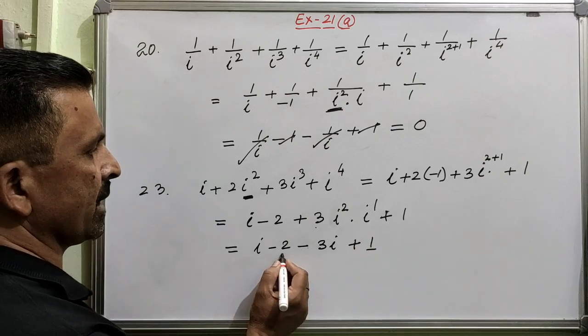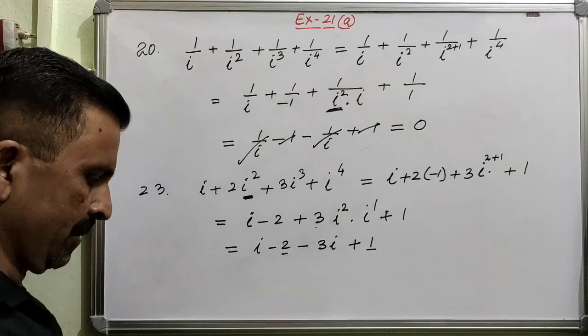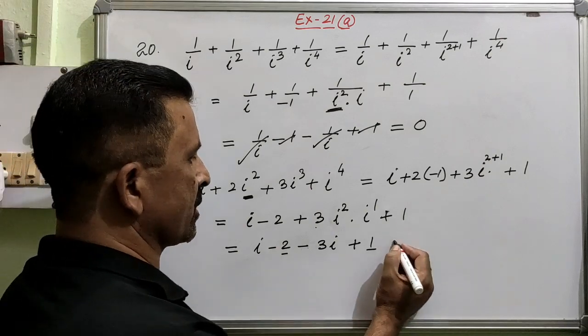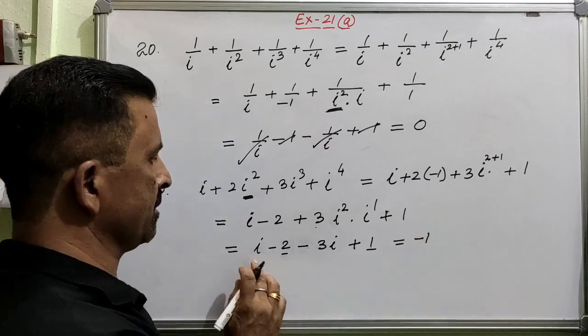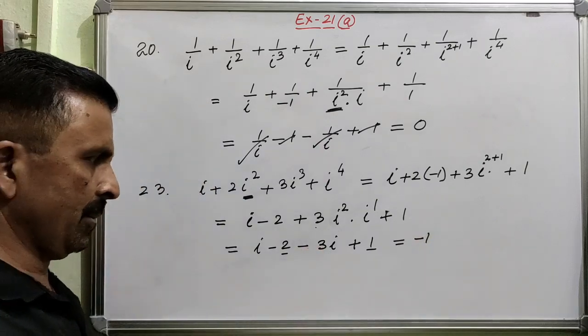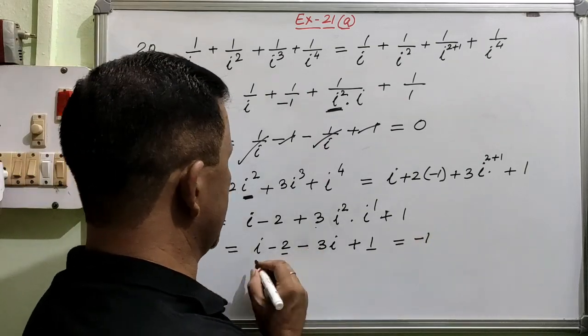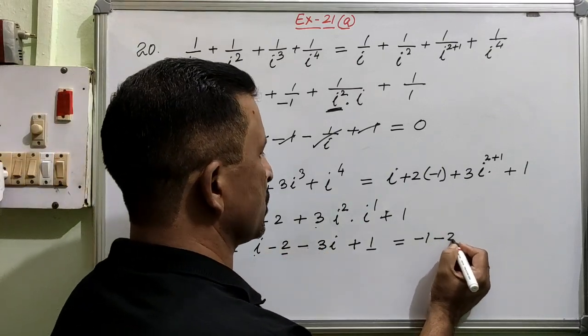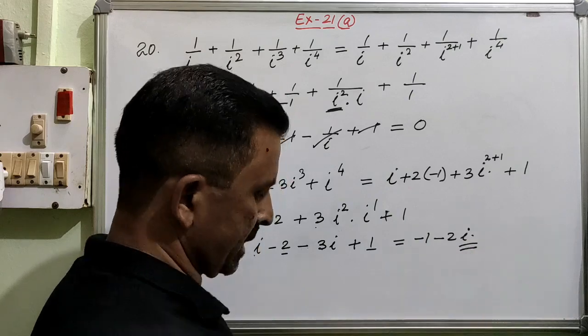Now this 1 and this minus 2 we can simplify. This will come as equal to minus 1, and this plus i and this minus 3i will be equal to minus 2i, and therefore this is your answer.